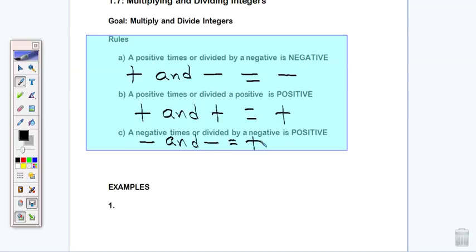Here's how I kind of remember right here. In part A, are the signs the same or different when you multiply and divide? Different. So if the signs are different, you're going to get a negative. If the signs are the same, two positives is positive, two negatives is positive. So if the signs are the same, then you're going to end up with a positive. Okay? So let's run through this quickly.